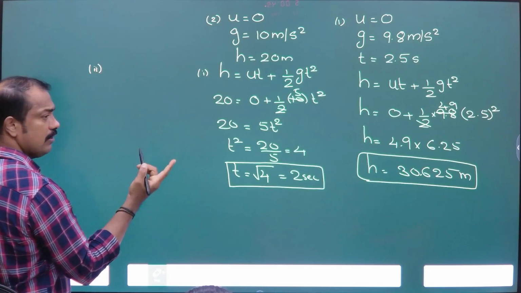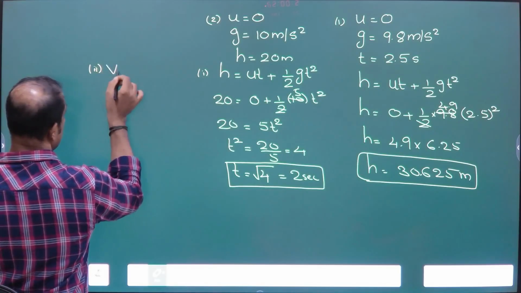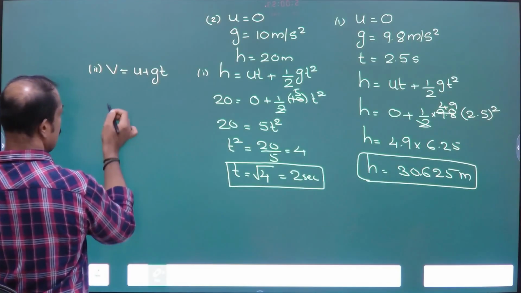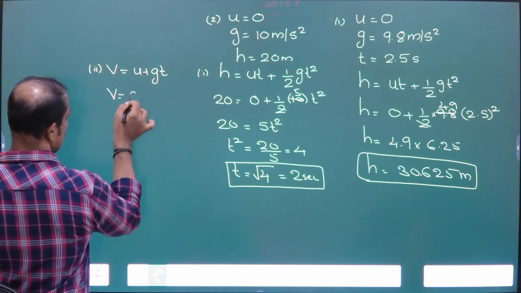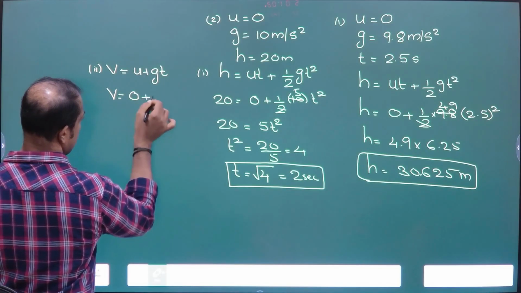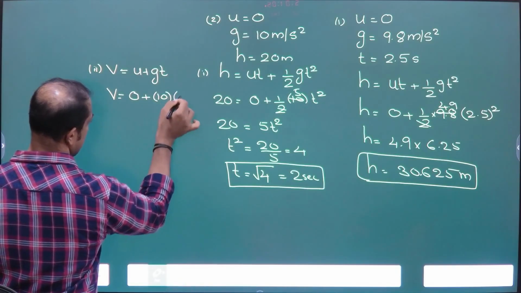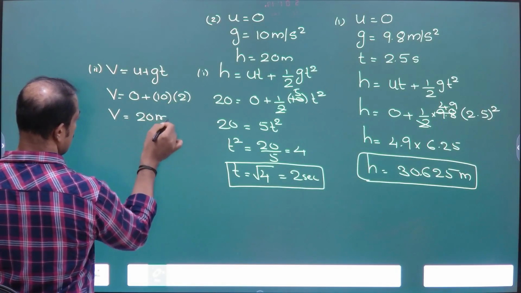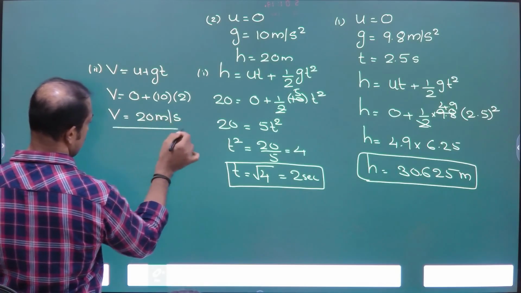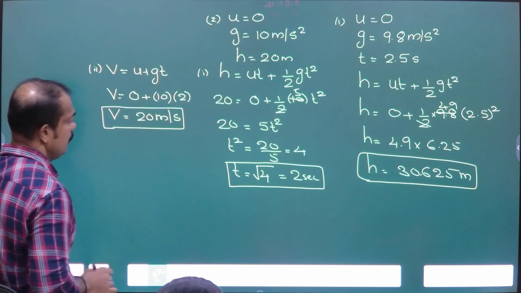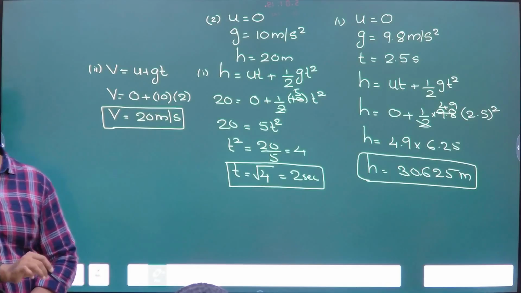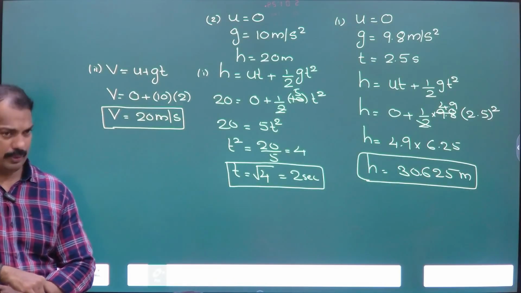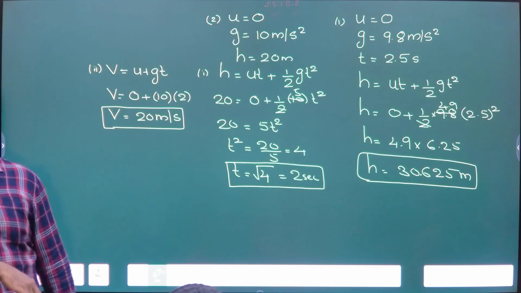Speed, कौन सा फॉर्मूला? First equation: v is equal to u plus gt. What is u? 0. Or G? 10. T? 2. So V is equal to 20 unit. Very important, what is unit of velocity? Meter per second. So V is equal to 20 meter per second. So the concept clear? Yes, sir. Upward, downward motion में clear? Yes, sir. Next question.